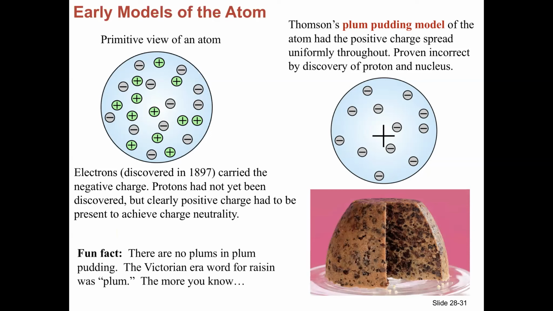You may have heard this term before if you studied chemistry. If you ever wanted to know what plum pudding actually was, it's a Victorian British dish, like a boiled cake, essentially, with raisins in it. So here the model is like the cake is the nebulous positive charge and the raisins are the electrons. There are actually no plums involved at all. The Victorian era word for raisin was plum, which is a fact I suspect you did not plan to learn in your physics class, but it's a cool one nonetheless.